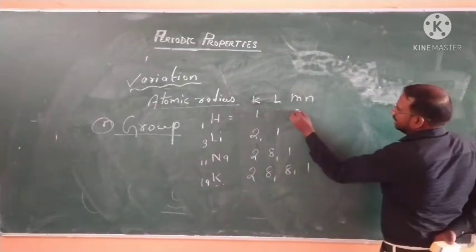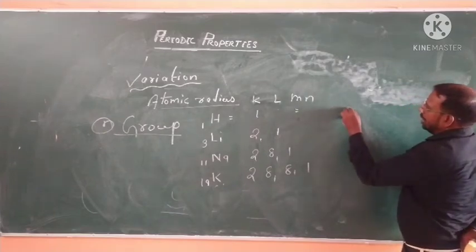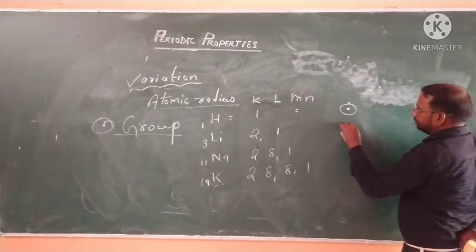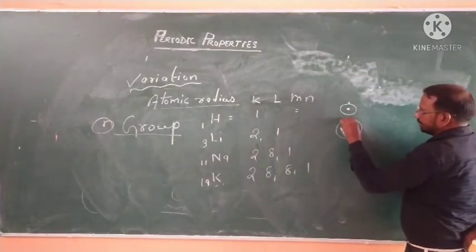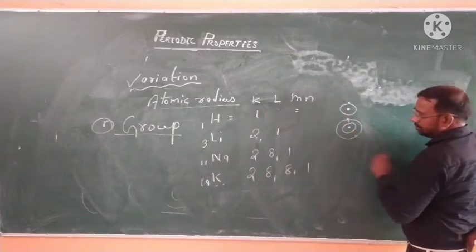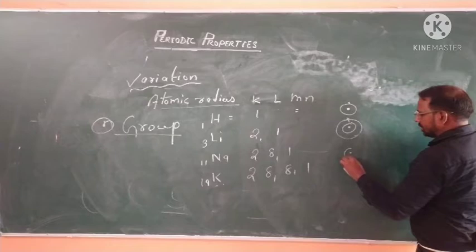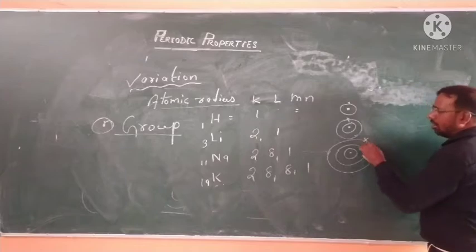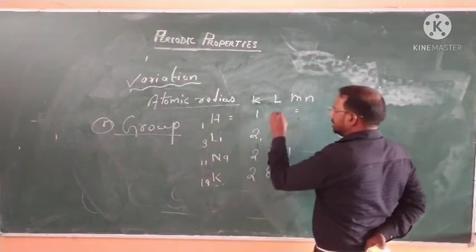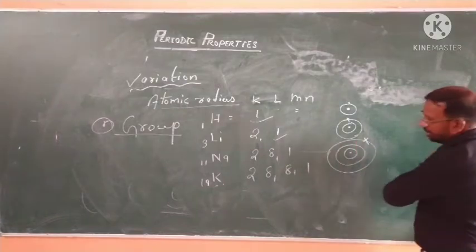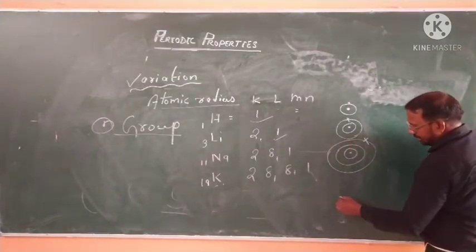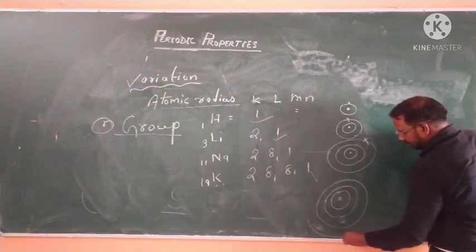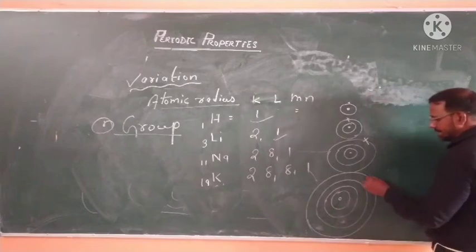Suppose you draw the electron dot structure, hydrogen has only one electron. In the case of lithium, it has 2 shells and one valence electron. In the case of sodium, it has 3 shells, 1, 2, 3 shells, and actually they are from the same group. They must have the same valence electron. They have one valence electron. In the case of potassium, you can see first, second, third and fourth. It has 4 shells and 1 valence electron.